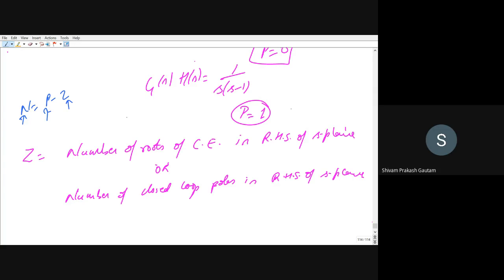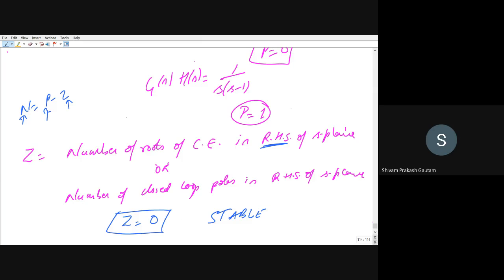So finally, what is Z? The number of roots of the characteristic equation in the right hand side of the S plane. So ideally Z should be equal to 0. If Z is equal to 0, that means there are no poles in the right hand side. If there are no poles in the right hand side, that means the system is stable.